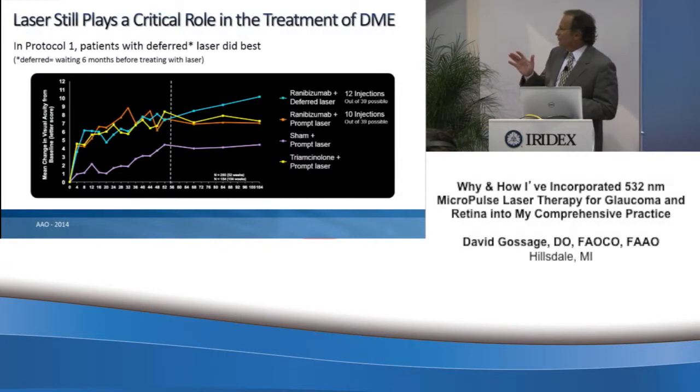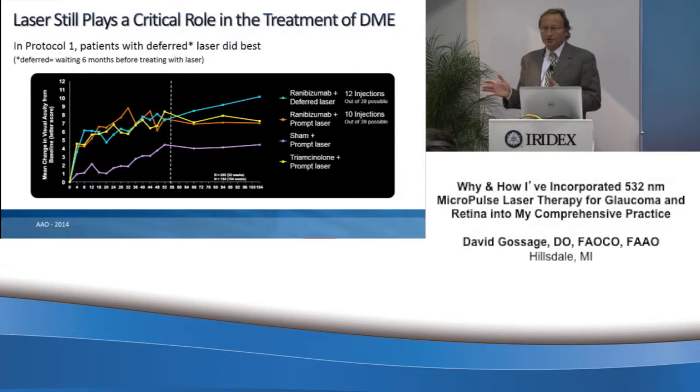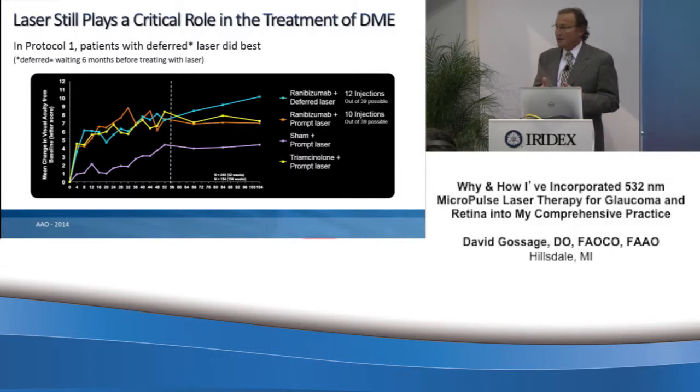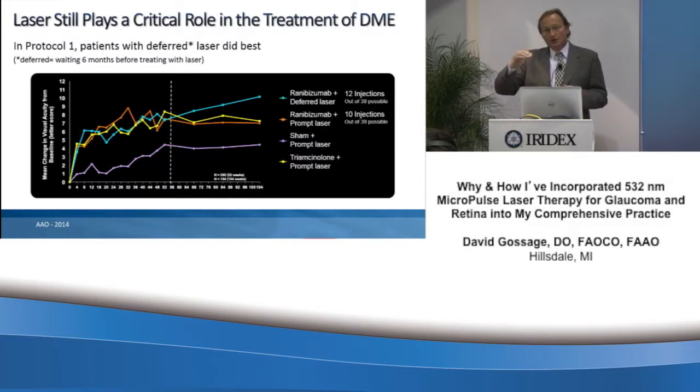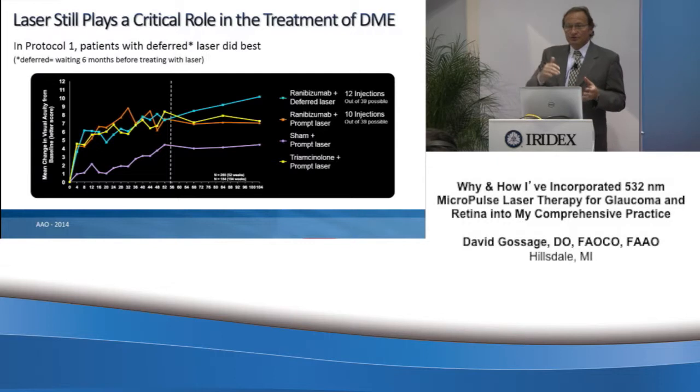And lastly, the slide is the DRCR.net study, which is Protocol I. And when you look at that, what group really did the best? It was those patients who were treated with anti-VEGFs first and delayed laser. So laser still has an absolute role in the treatment of diabetic retinopathy. In fact, the purple line on the bottom is just laser alone, that's sham plus laser. So we know laser works. Now can we use it as an adjunct to the anti-VEGF therapy and get a better effect? And the answer is yes. Now this was done with continuous wave laser.